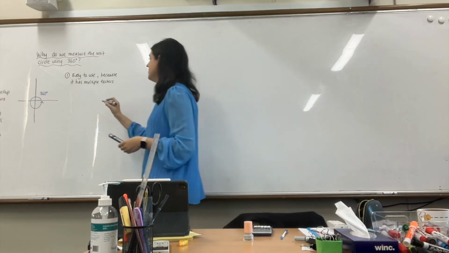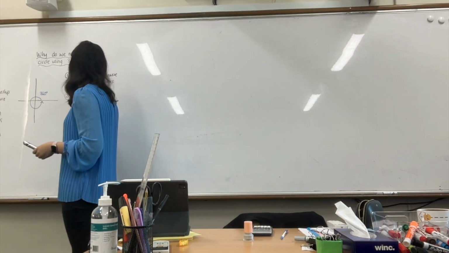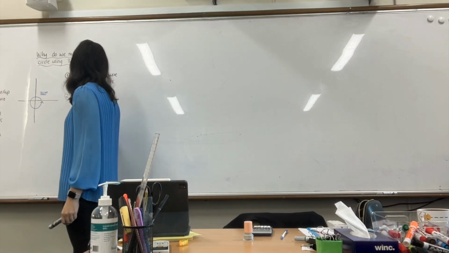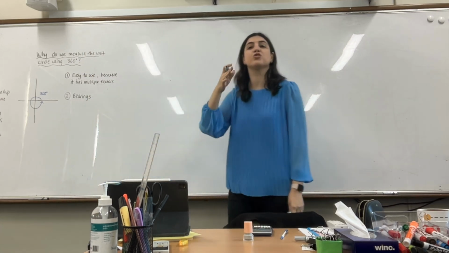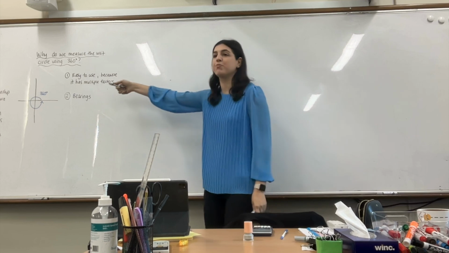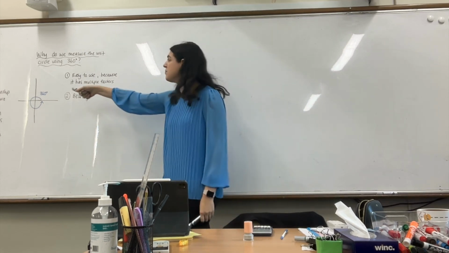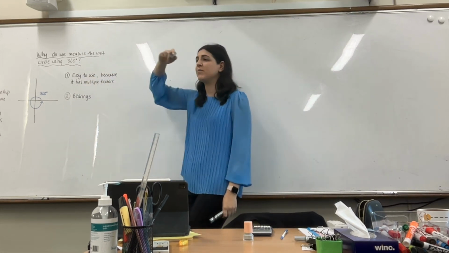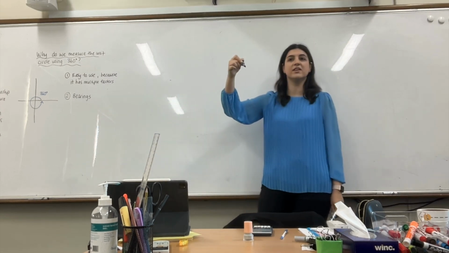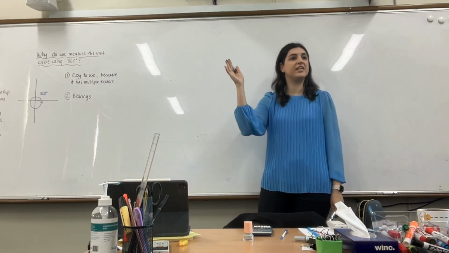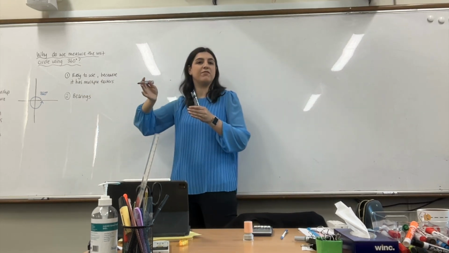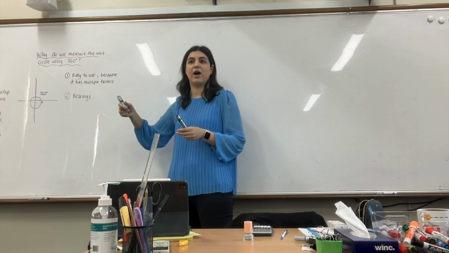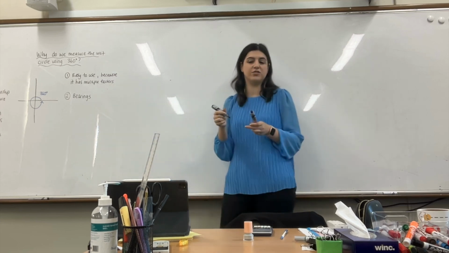And the second reason is bearings. Think about a ship being able to travel in different directions, and being able to break up this circle: north, east, south and west. Being able to break those directions up into really minute, specific and accurate bearings means that ships and other means of travel have a more accurate way of getting to the right place. So that's why 360 is used.